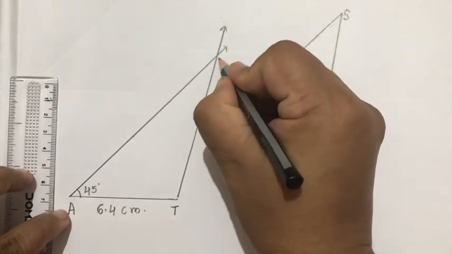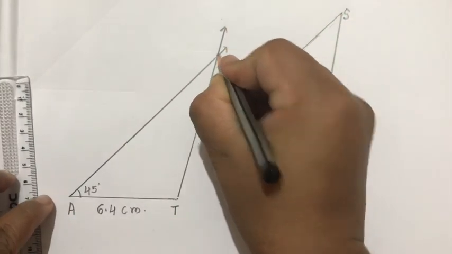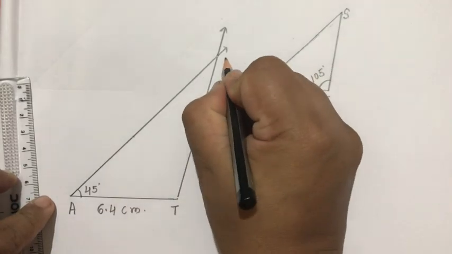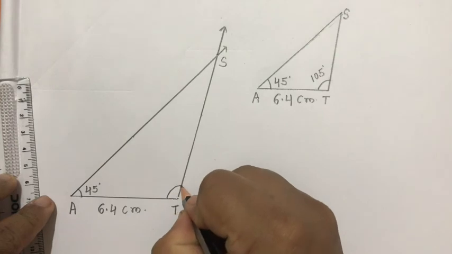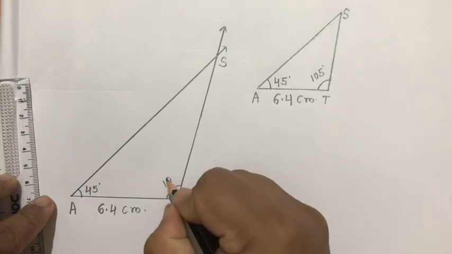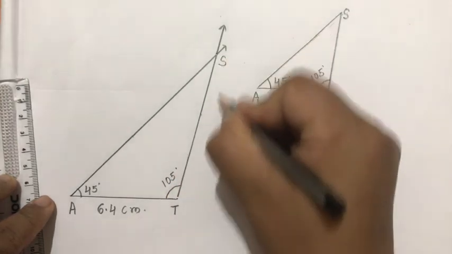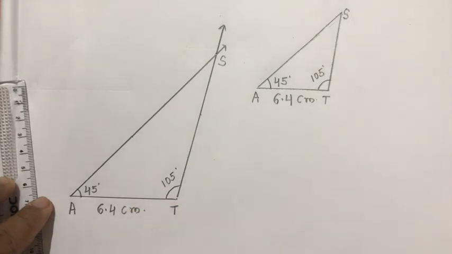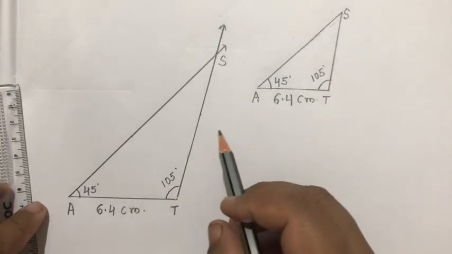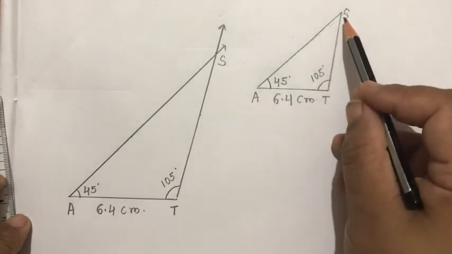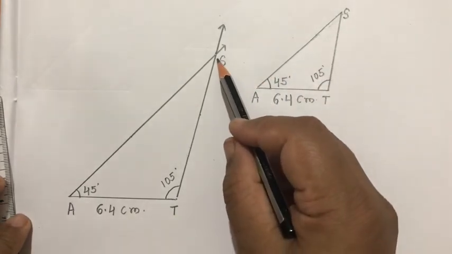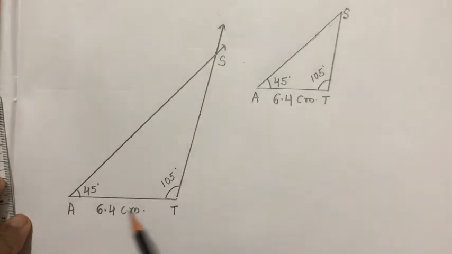Both the rays are intersecting at this point. This point of intersection is S. Right here 105 degree because angle SAT is of 105 degree. So you can see that this is your required triangle SAT.